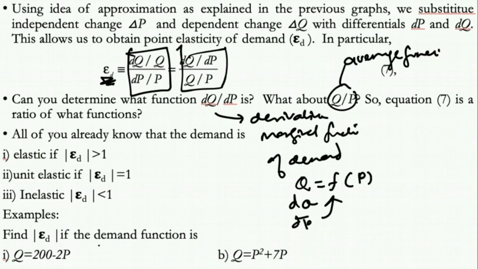Okay, so what I want you to do is find ED in absolute terms if the demand function is given by 1 and 2. I won't show you how to get the answer because this one is very simple, and you already learned it in business maths actually.